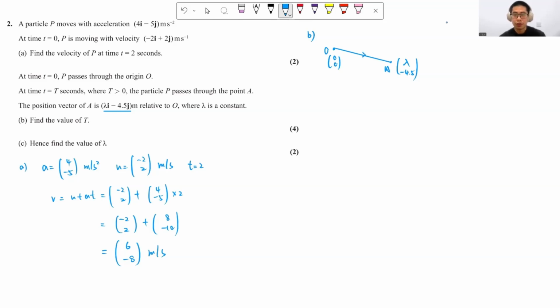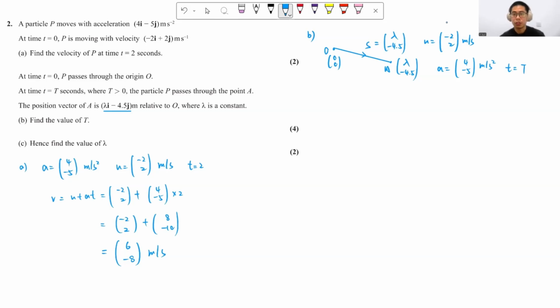So that means the difference between them should be the displacement. So the displacement should just be (number, negative 4.5) minus (0, 0), which is just equal to (number, negative 4.5), because anything minus 0 stays the same. And then we also know that at time t equal to 0, the velocity is equal to negative 2 and 2, and acceleration is still 4 and negative 5. And we want to work out the value of T. So we know s, we know u, we know a, and time equal to capital T is what we're looking for.